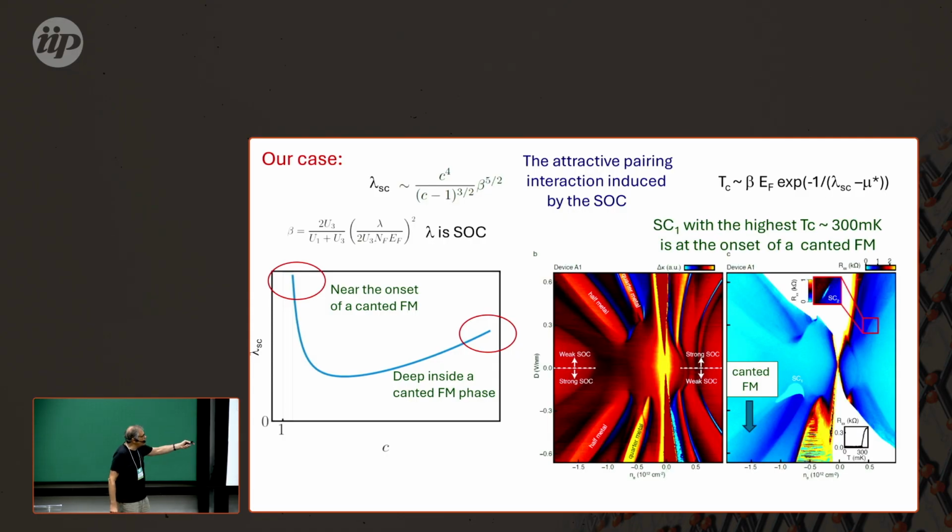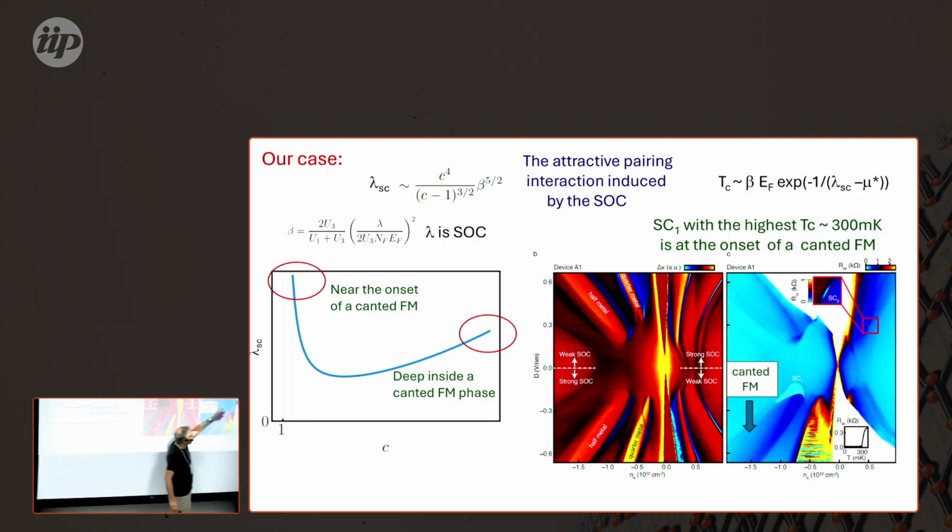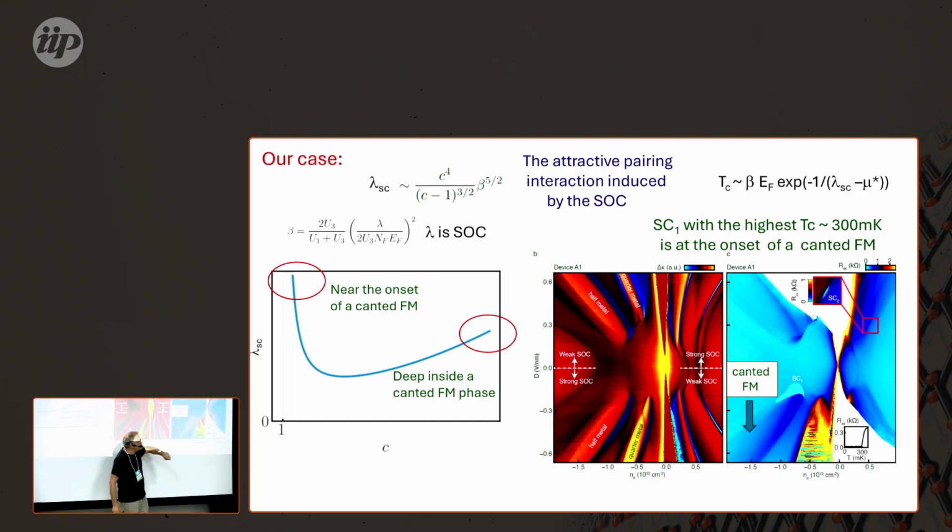Let me finish by showing this picture. This is canted antiferromagnet. This is superconductivity. I'm not 100% sure that this is still inside the canted phase, but it's still definitely close to the boundary. And this is what I'm referring to.